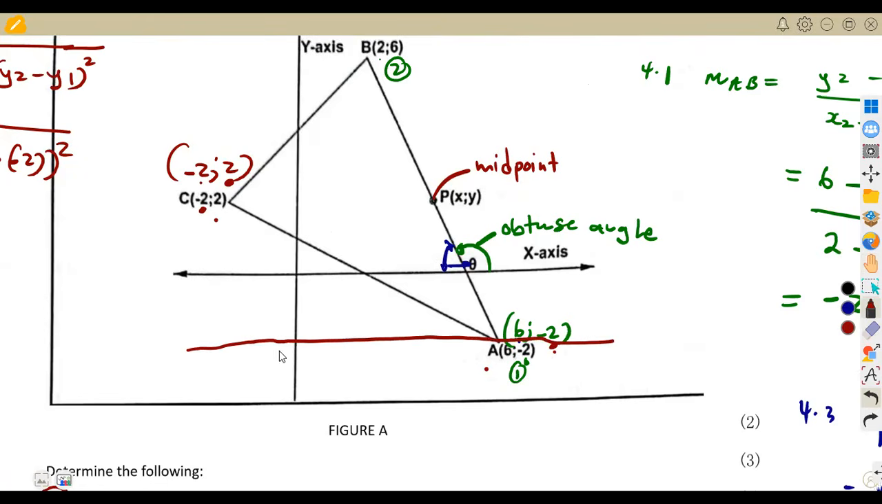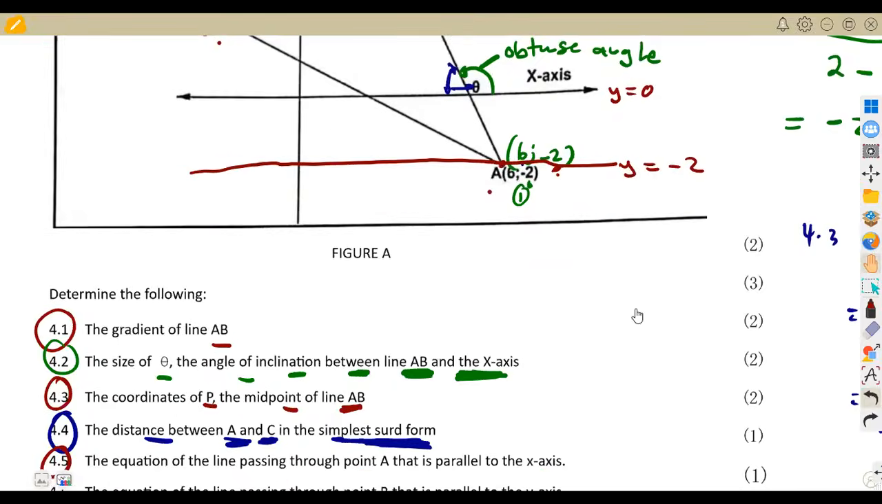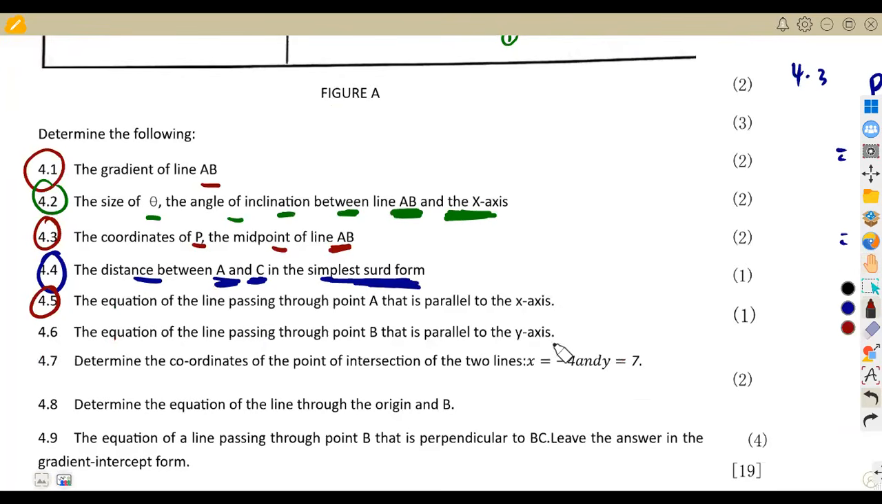So we consider that is the line of y is equal to, for every line that is parallel to the x-axis. Remember, the x-axis is y is equal to 0. So on this one, what is the y value? The y value is minus 2. So the equation is y is equal to what? Y is equal to minus 2. So the line parallel to the x-axis, that one passing through A, is y is equal to minus 2.